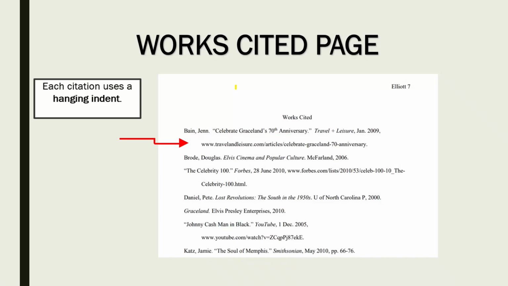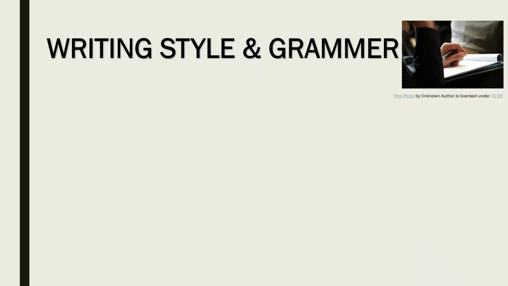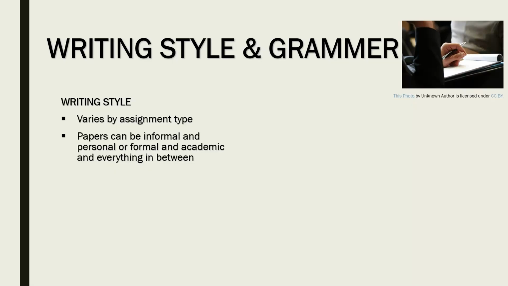Moving on to writing style and grammar. MLA gives us clear boundaries alongside some modern flexibility. Let's start with your style and voice. First, your overall tone should always vary by assignment type. MLA allows papers to be informal and personal, or formal and academic, and everything in between, depending on your specific prompt. However, across almost all assignment types, you must avoid using the second person point of view, meaning words like you, your, or yours should stay out of your body paragraphs.